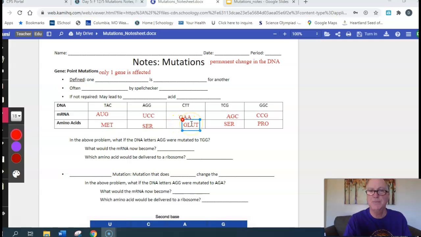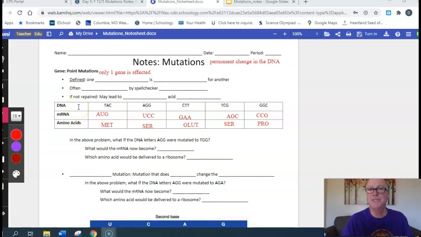GAA codes for glutamic acid, AGC coded for serine, and CCG coded for proline. So hopefully you got those correct amino acids put down. Now, that's called protein synthesis. Let's call the DNA up here the normal gene.